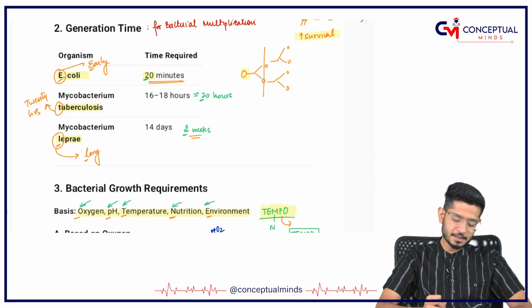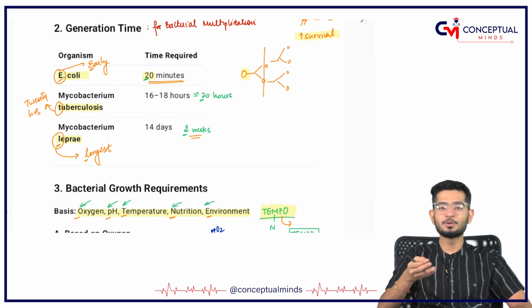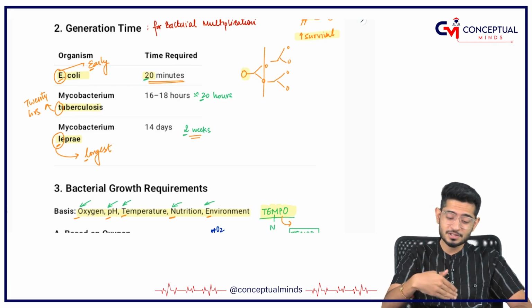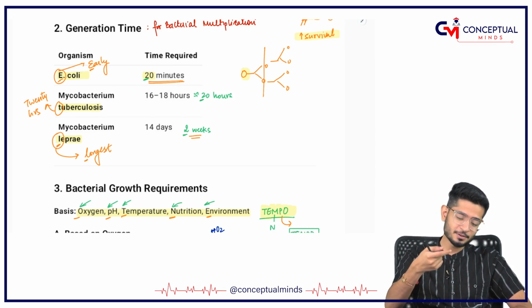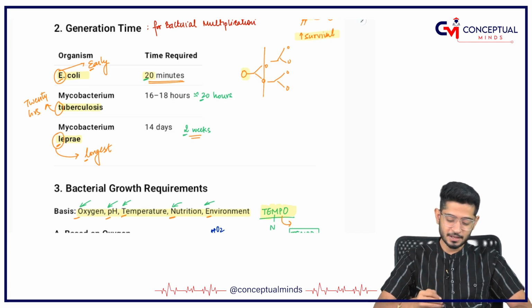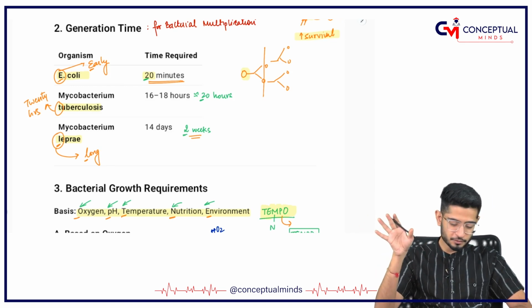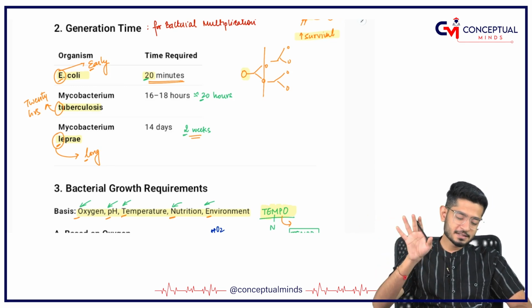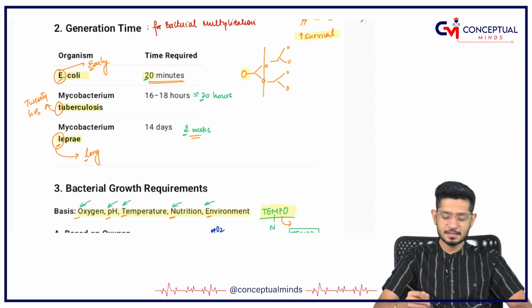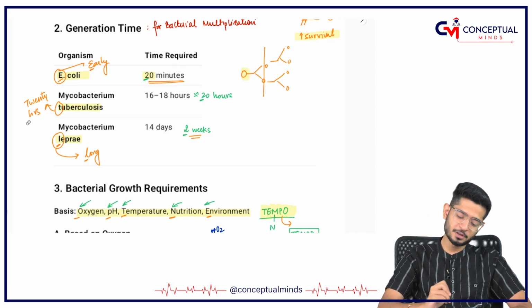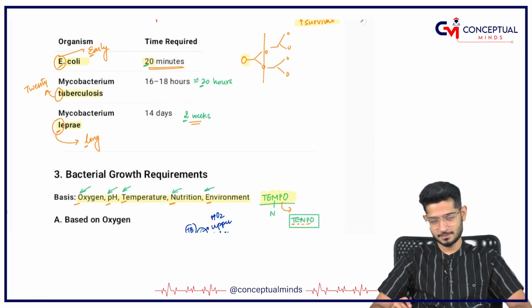Mycobacterium leprae is longest, taking 2 weeks. Not in the literal sense, I am just telling you about these 3 examples: E. coli, TB and leprae. So you can remember that leprae takes a longer time, around 2 weeks. E. coli is early, takes 20 minutes, and tuberculosis takes 20 hours.